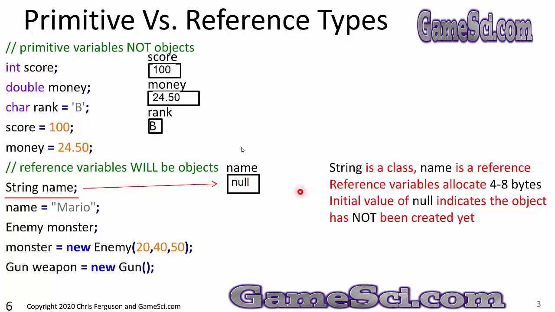A reference variable will allocate 4 to 8 bytes of computer memory and will have an initial value of null that indicates the object has not been created yet. We've said this before. References point to or refer to objects. We've just declared the variable here. We haven't created the object yet. So the value null in the reference variable tells you I have not been assigned an object.